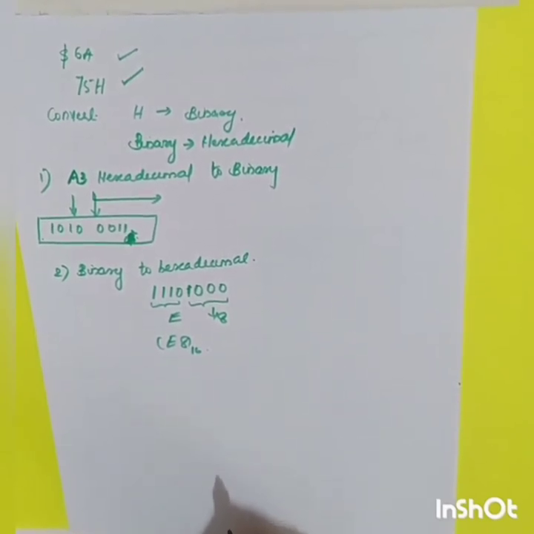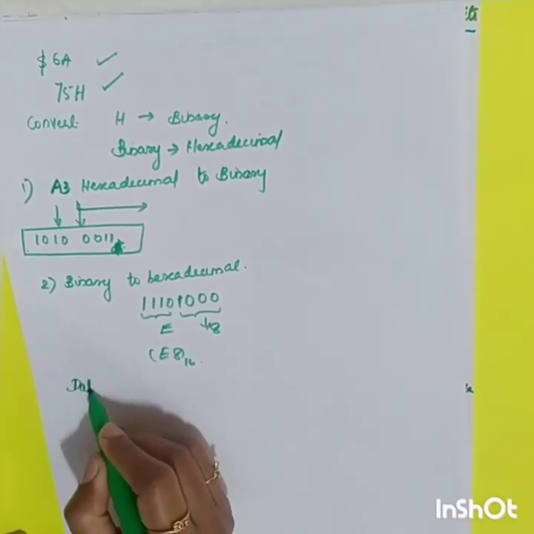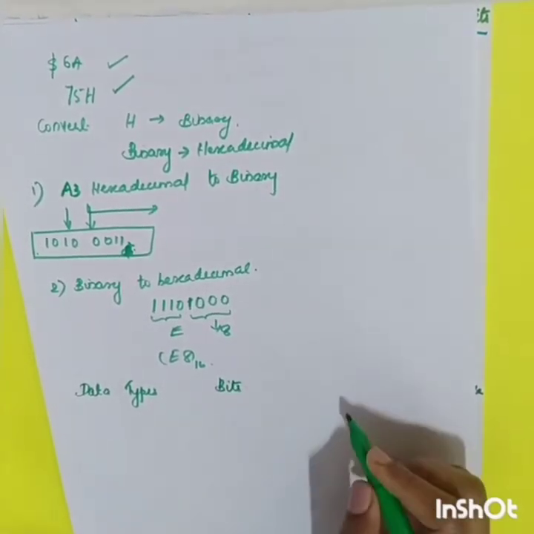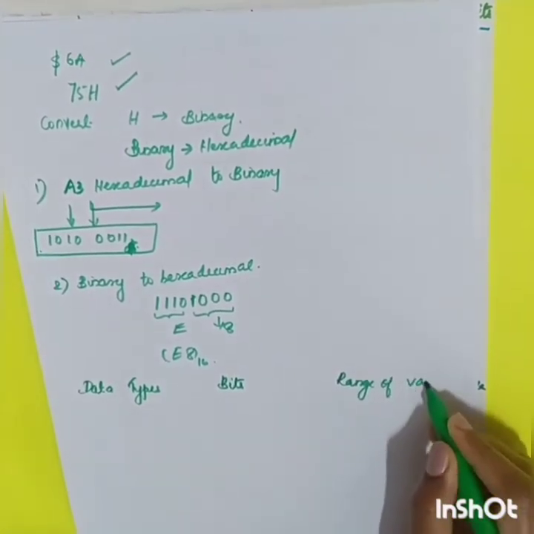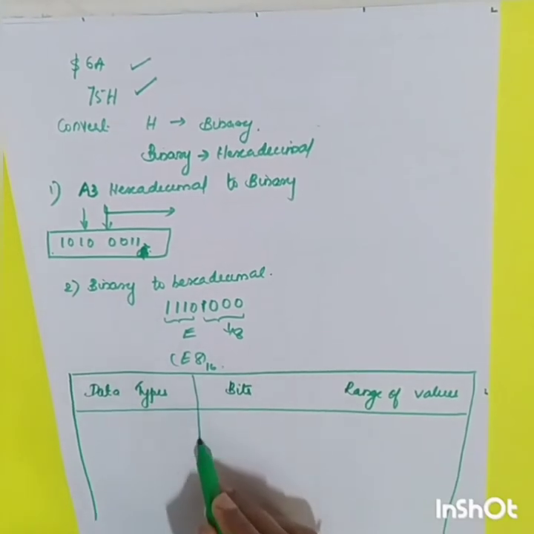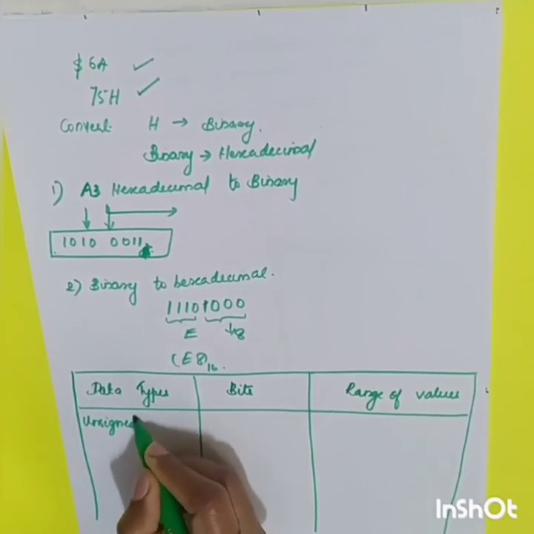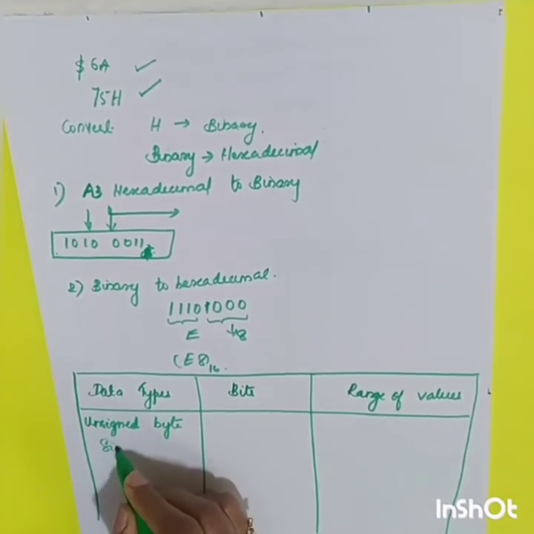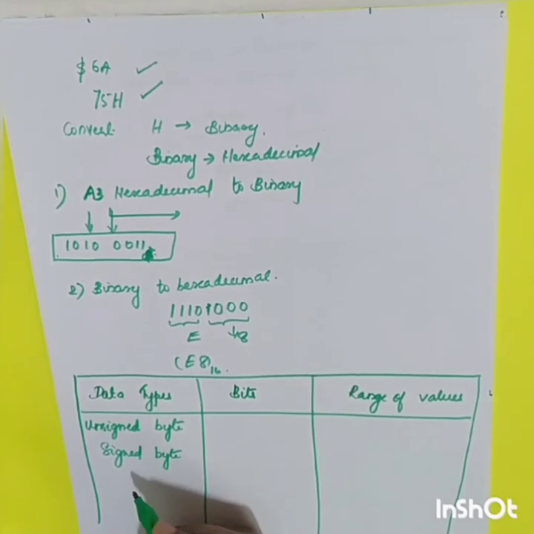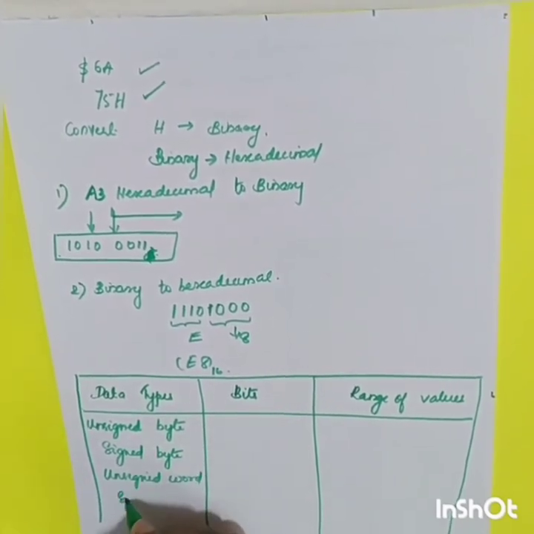Okay, the next topic which is going to be covered is your data types. So the major data types are, if we can make a table: data types, number of bits and the range of values. There are mainly four types of data. First one is your unsigned byte. Second one is signed byte, which has both positive as well as negative. Next one is unsigned word and signed word.